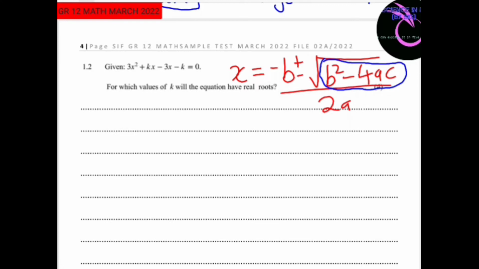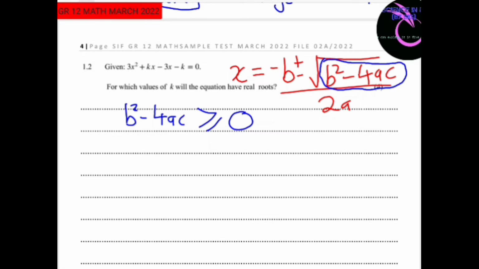For real roots, what does that mean? It means we need at least 0 in there. The number must not be negative. It must be 0 or greater than 0. So, in simple language, we need b squared minus 4ac to be greater than or equal to 0. That's the first thing.